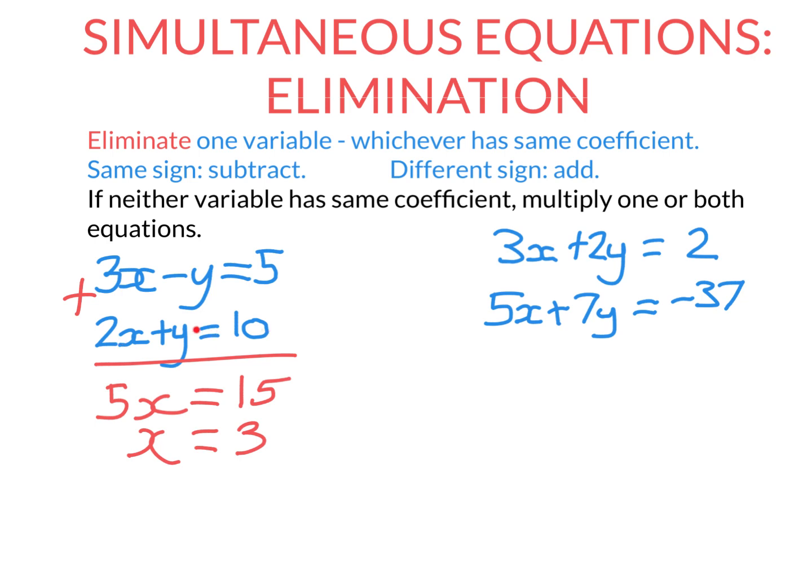So let's substitute it into here. I get 2 times 3, 2x is 6, plus y is 10. Of course, that means y equals 4. The solution here is 3, 4. X equals 3, y equals 4 is a solution to this equation, and at the same time it's a solution to this equation.